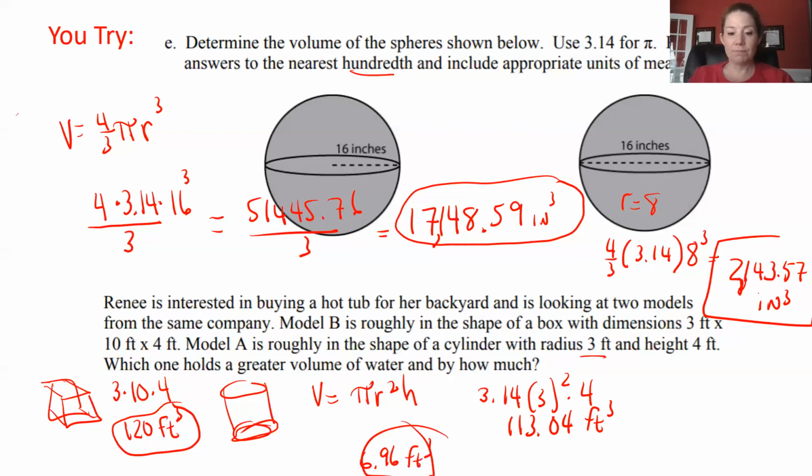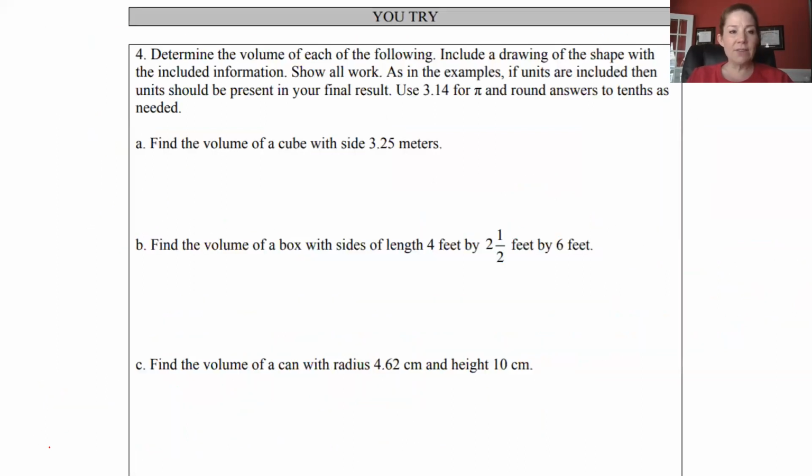Cubic feet more if we subtract those. 6.96, I believe. All right, and then on the next page, it says determine the volume of each of the following, include a drawing. So we have a cube, which means all the sides are the same length. They're all 3.25. So we're going to do 3.25 cubed. Basically, we're going to round to the nearest tenths. So my calculator says 34.32. So that would be 34.3 meters cubed.